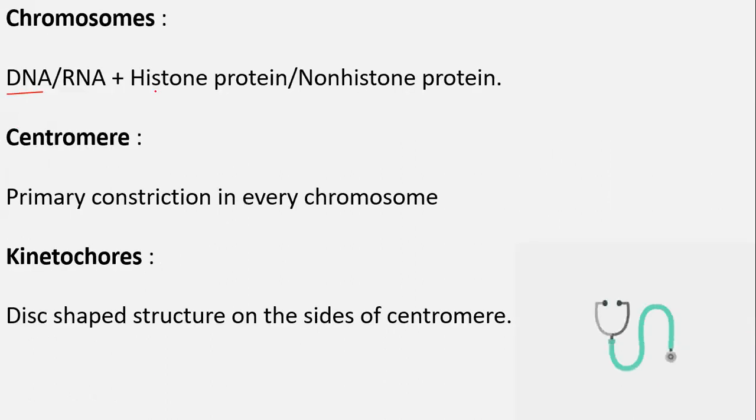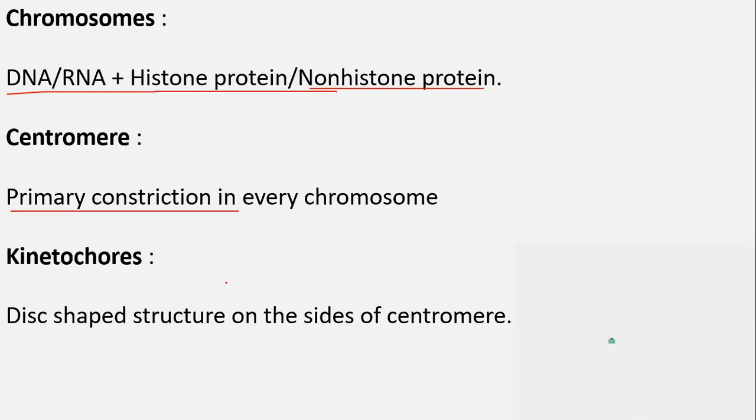Chromosome: DNA plus histone protein and non-histone protein. Centromere is the primary constriction.